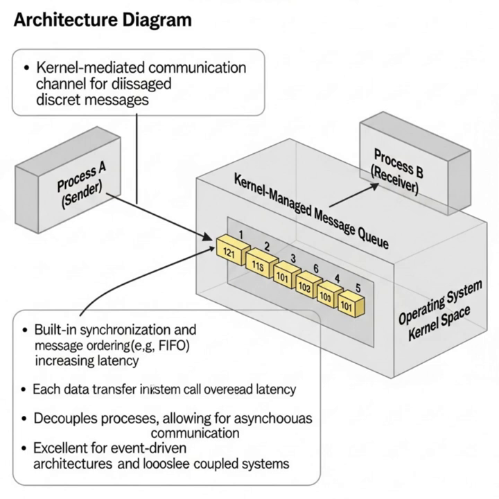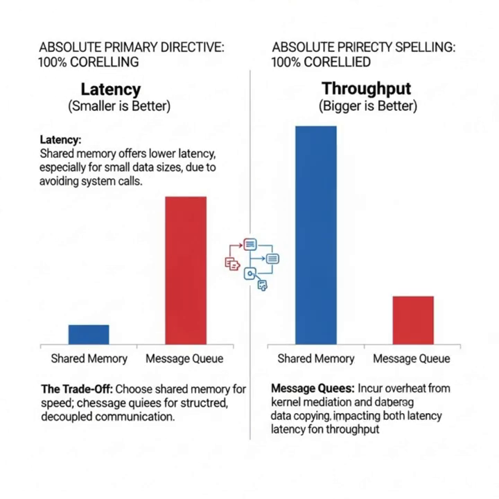This model is fantastic for decoupling processes. The sender and receiver don't need to be running at the same time, making it ideal for asynchronous communication patterns and building more resilient, loosely coupled systems. So, how do they stack up in a real-world benchmark? We'll look at two key metrics: latency and throughput.